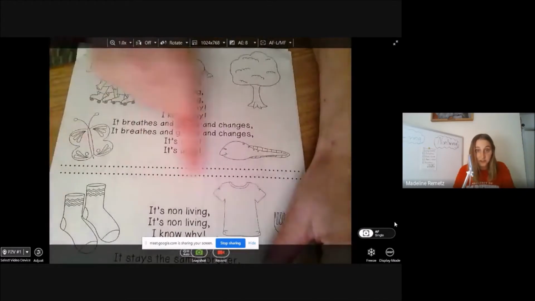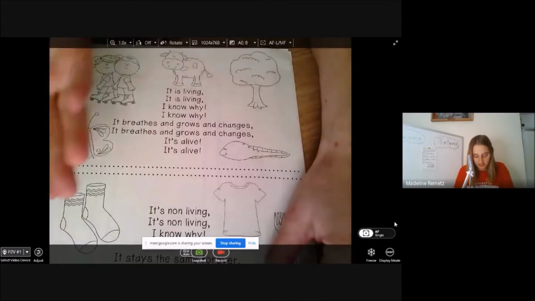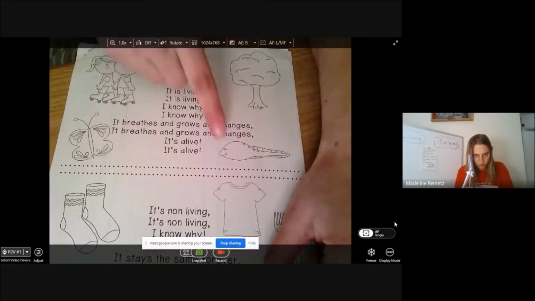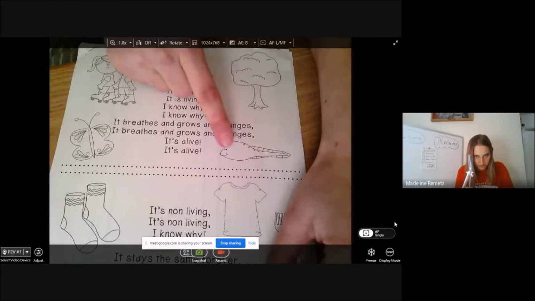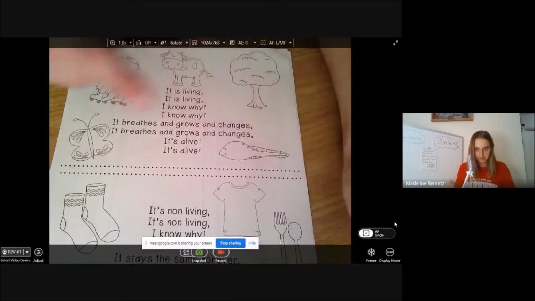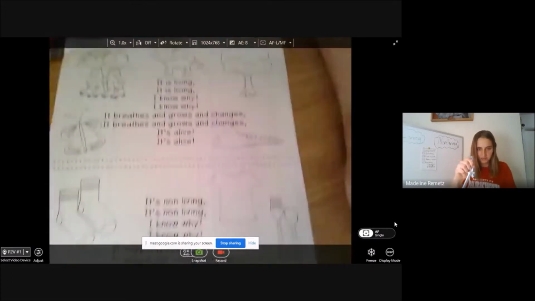So you can see here are all pictures of living things. We can see plants, animals, and whoa, that's an animal that lives underwater. It seems that even underwater animals must be alive. Well, let's look at the non-living part of this.